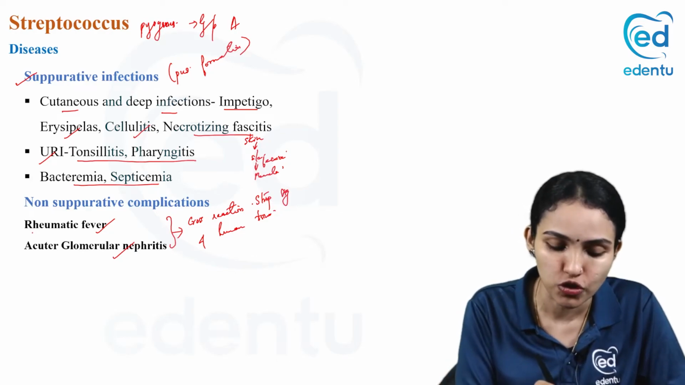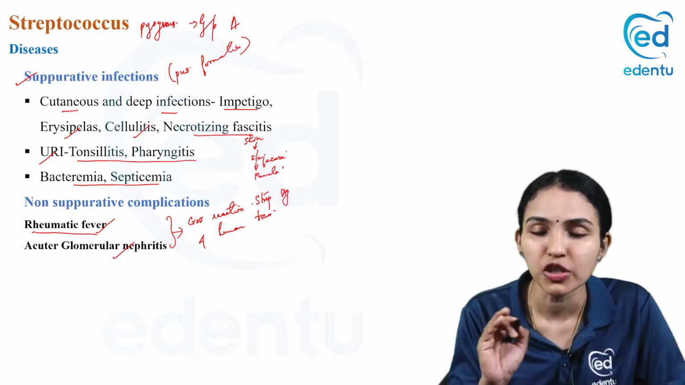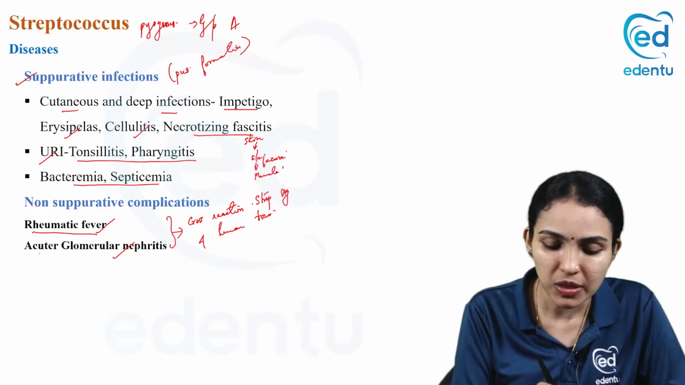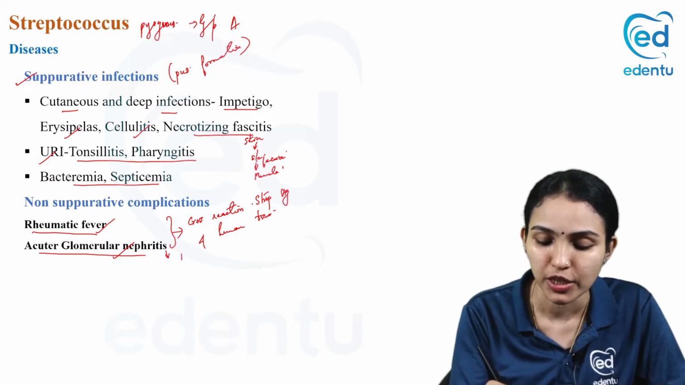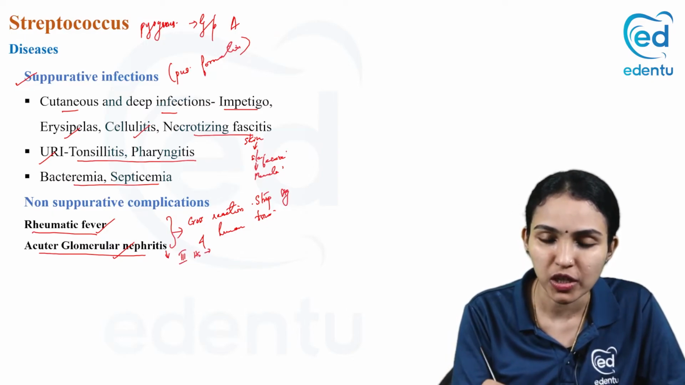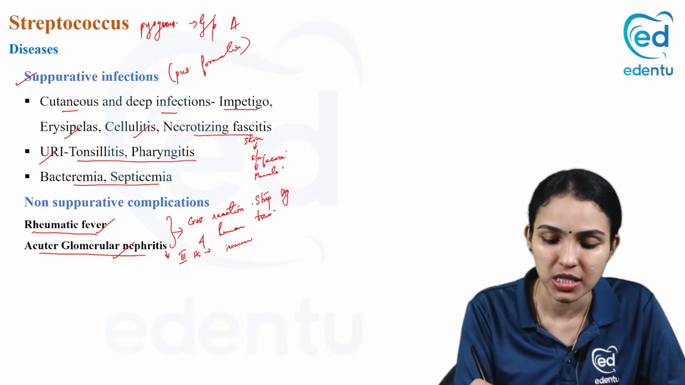All these occur in rheumatic fever. This is because of the cross-reacting antigens. Similarly, acute glomerulonephritis, we have learned it in hypersensitivity. I hope you remember it is a type 3 kind of hypersensitivity because of deposition of immune complexes.